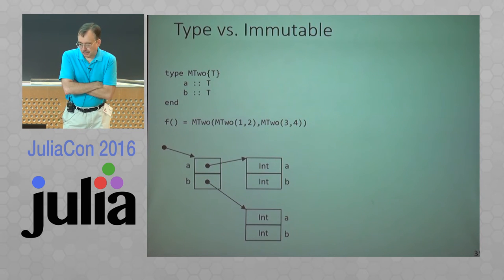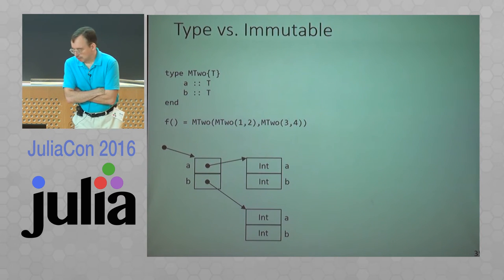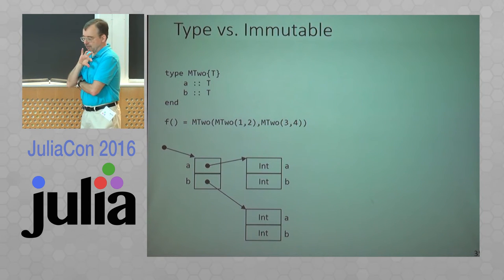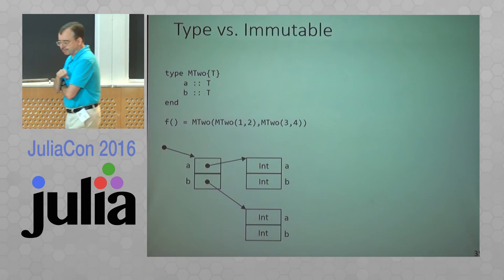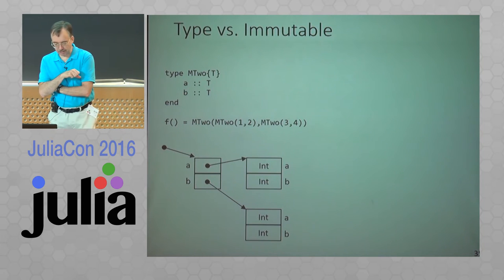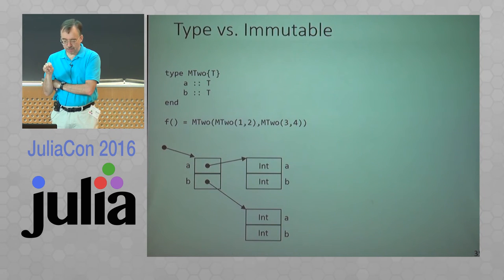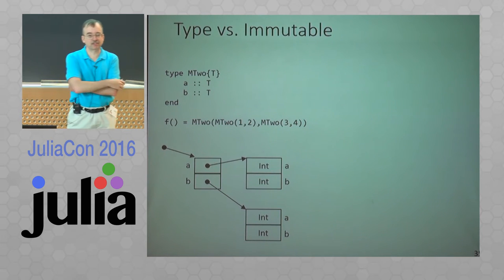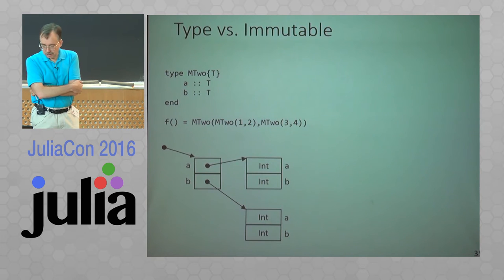Okay, types versus immutable. Something I didn't cover last year. There are two ways to declare a record-like structure in Julia: type and immutable. When you declare a type, it's basically passed around by reference all the time. So here I have a parametric, I hope I got this right. I scribbled this slide this morning outside.